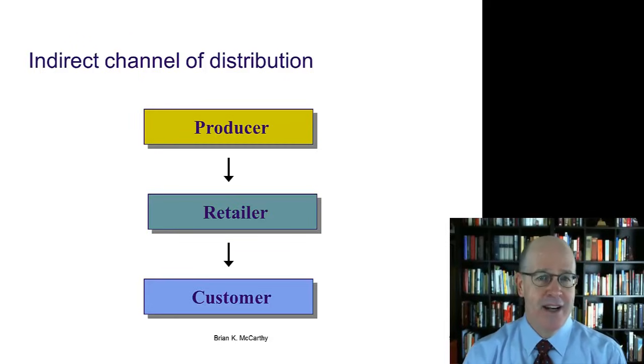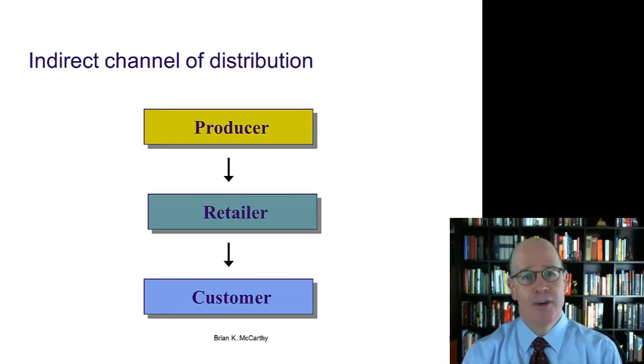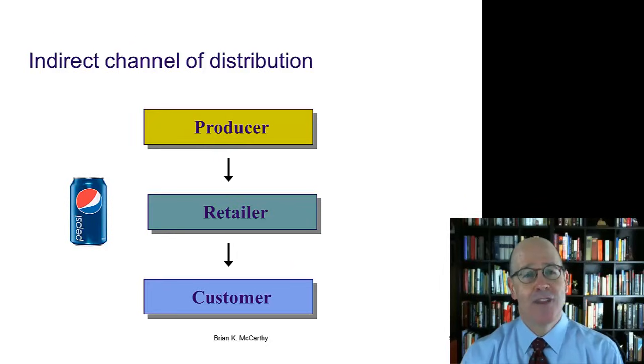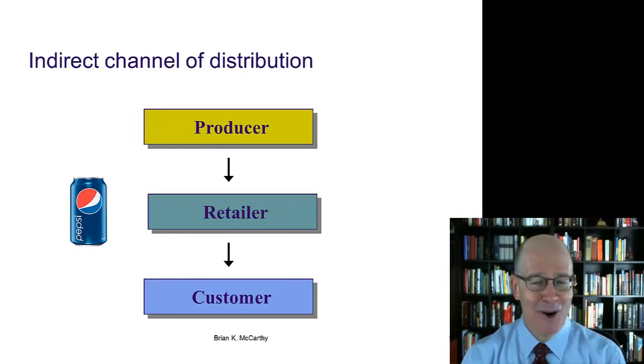Let's talk now about an indirect channel of distribution, and here's what it might look like, where you have the producer of a product, you have an independent retailer or chain of retail stores helping you reach the customer. Think about Pepsi. When's the last time you bought a Pepsi directly from the Pepsi-Cola company, if you can imagine that. In fact, it might be fun sometime to bang on the door of Pepsi headquarters and see if they will sell you a can of cola.